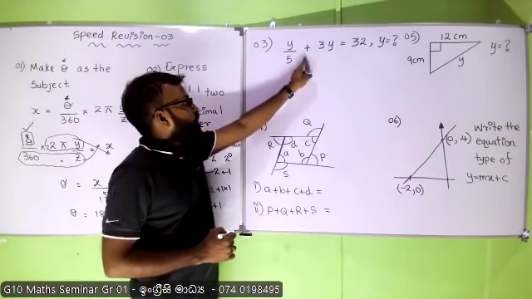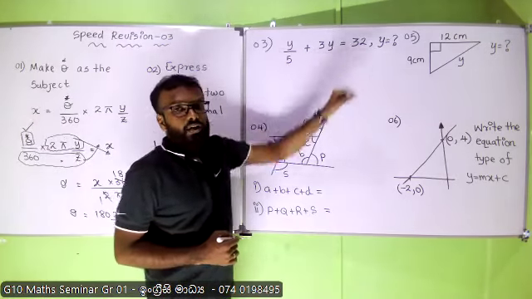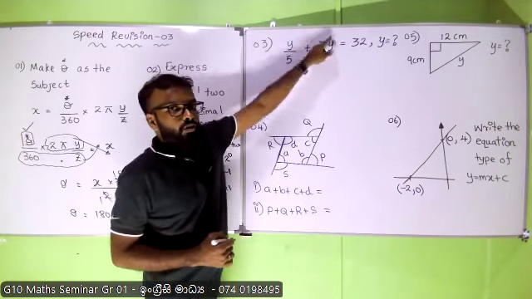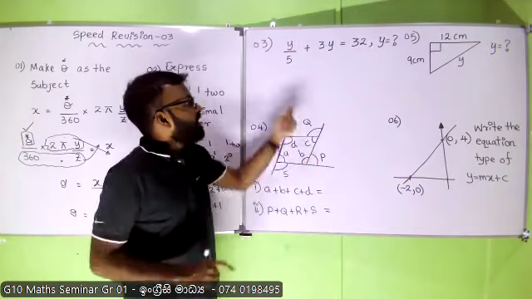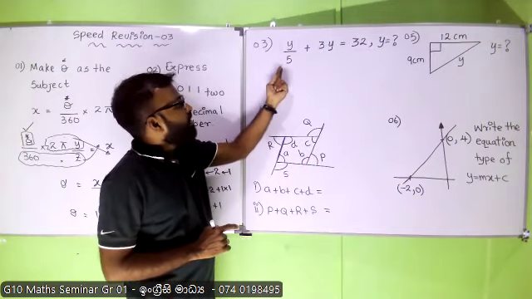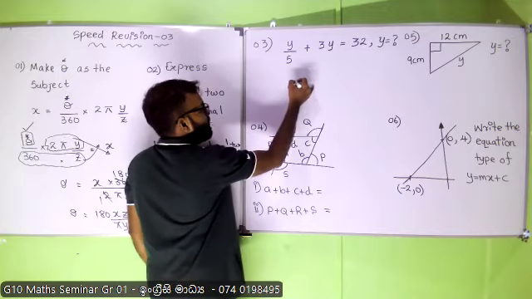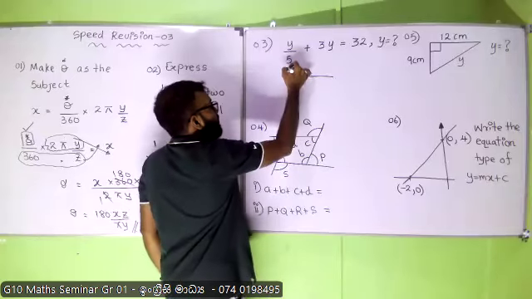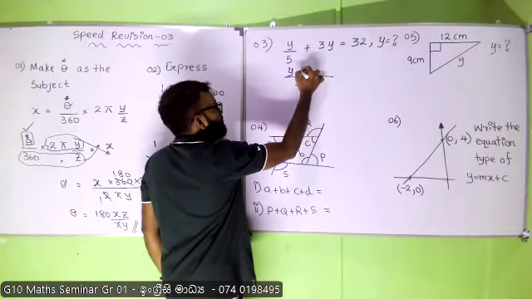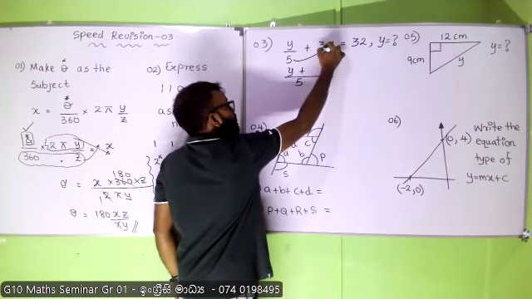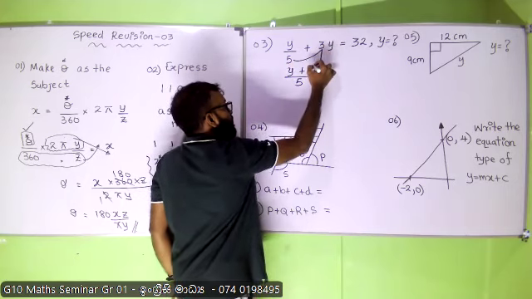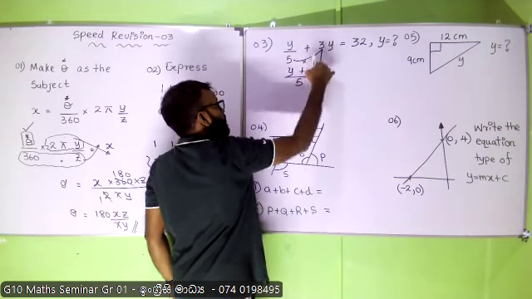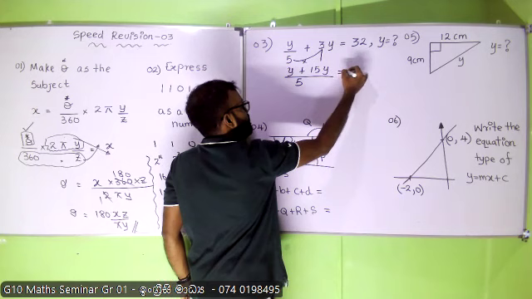y upon 5 plus 3y equals 32, find y. So how are you going to do that? Fraction, whole number. Very easily. Fraction, denominator 5. So the common denominator should be 5. Numerator y plus 5 into 3, 15y. Now you need to understand the pattern. Now 3, 15y equals 32.